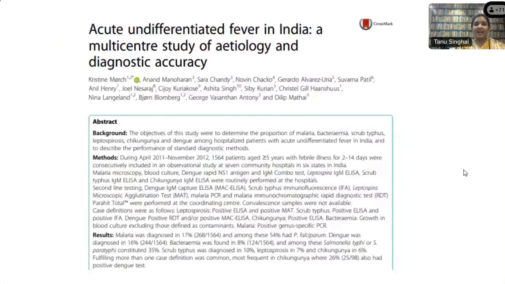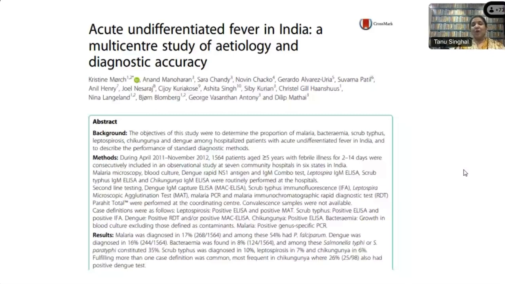Now, this was one study which was done in India. Basically, this is almost about 10 years ago, where they studied 1,500 patients with short duration fevers at 7 community hospitals in 6 states of India. And they found that the most common causes of fevers were dengue, followed by malaria, then typhoid, paratyphoid, chikungunya, leptospirosis, and scrub typhus. Interestingly, what they also found was that the epidemiology differed across the various states.